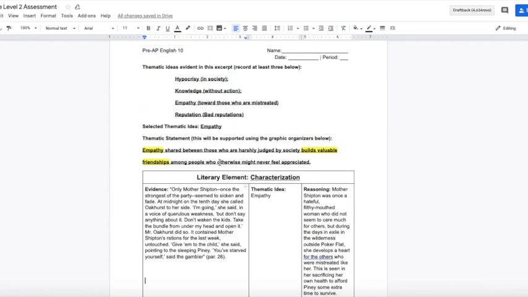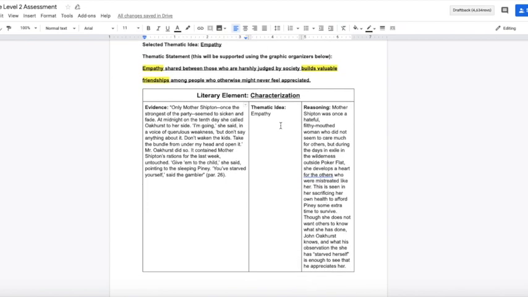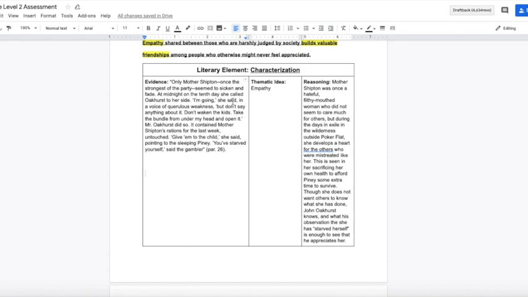Now, once you have analyzed thematic ideas, you've selected and narrowed it just to one, and then written a thematic statement that is based on your analysis of multiple literary elements, now I want you to explain how it is that you arrived at that conclusion. So let's take a look at how I have modeled this as well.